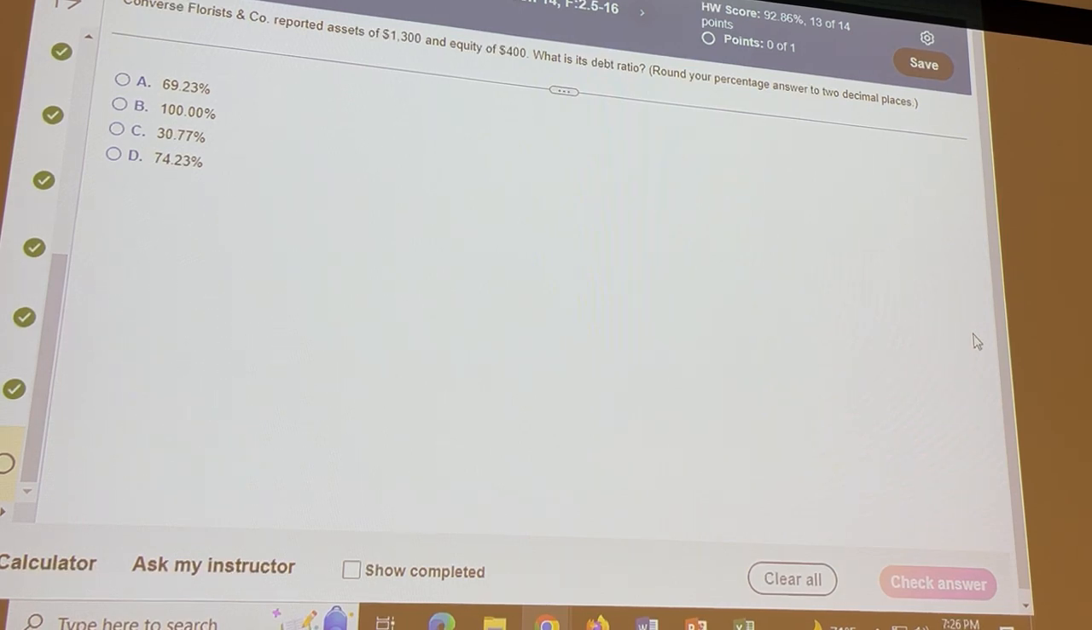And so then we take the total liabilities of 900 divided by the total assets of 1,300. 69.23%. That would be the debt ratio.